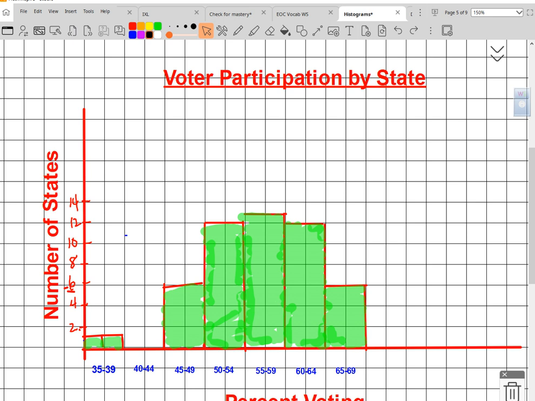Oh, which percentage of voting had the highest frequency? Oh, 55 to 59. Which had the lowest? 40 to 44, because it was 0, right? So if there's a blank there, then it has to be 0. Does that make sense? All right, so we're probably going to do another one of these in a minute, but we're going to move on. I want to make sure.